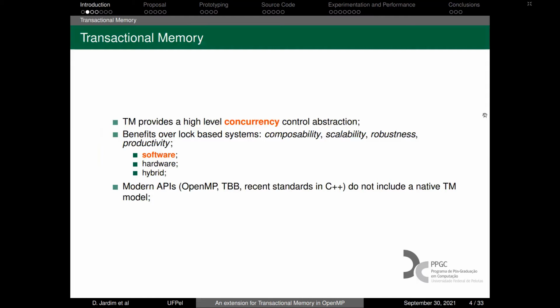Transactional memory, or TM, provides a high-level concurrency control abstraction, and some of the benefits of using TM over lock-based systems are composability, scalability, robustness, and productivity. There are three main implementations of TM: software, hardware, and hybrid. We focus specifically on software. Modern APIs like OpenMP, TBB, and recent standards in C++ do not include a native TM module.